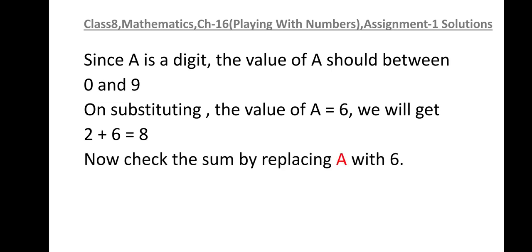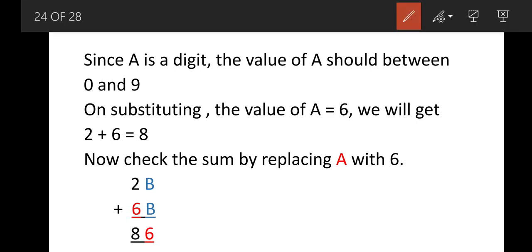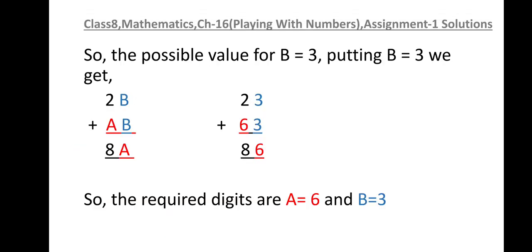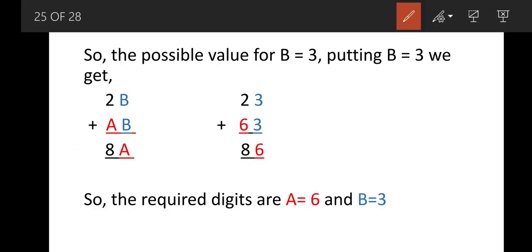Now check the sum by replacing a with 6. Wherever a was present, I have put 6. So can you find the value of b now? We have solved that a will be definitely 6, by this column we have calculated the value of a as 6. Now using the unit column, can you find the value of b? What can be the value of b to get the sum 6? Yes, it can be 3, because 3 plus 3 will give you 6. So the possible value for b is 3.